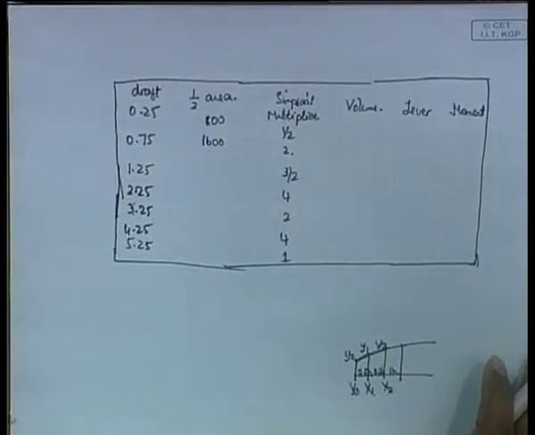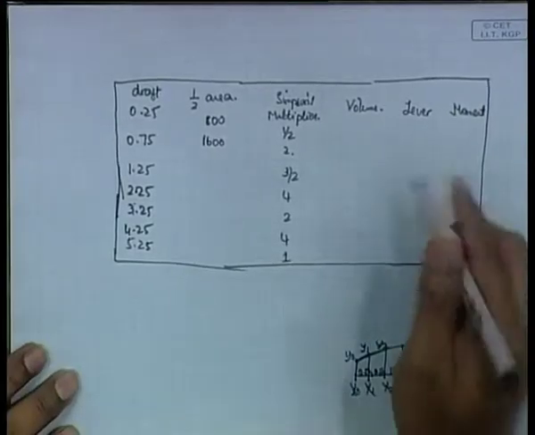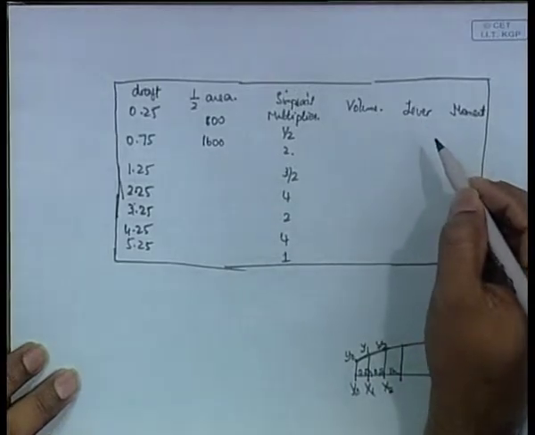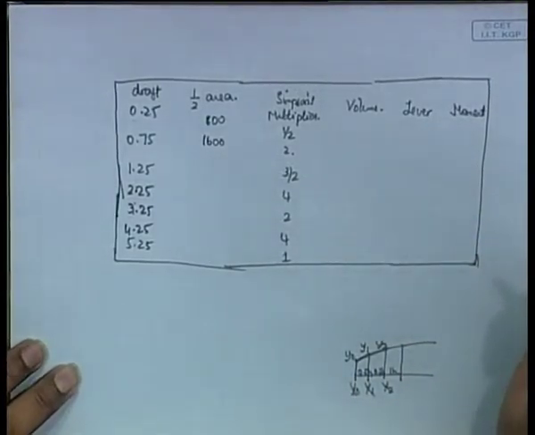Now you are also told that, now there is something here after this volume which we call as lever. Lever means when you multiply the volume with some distance, you will get a moment. That distance is called as lever.